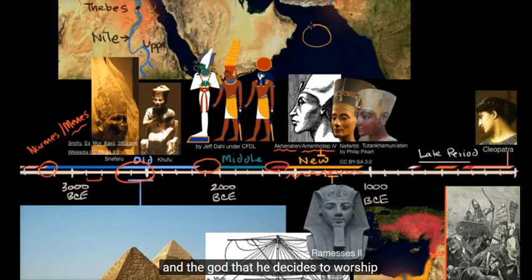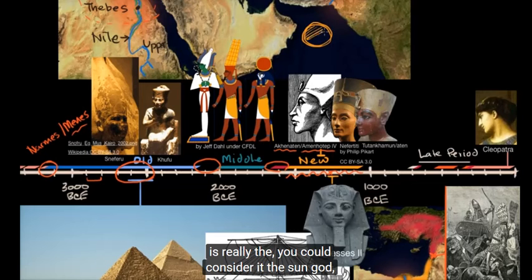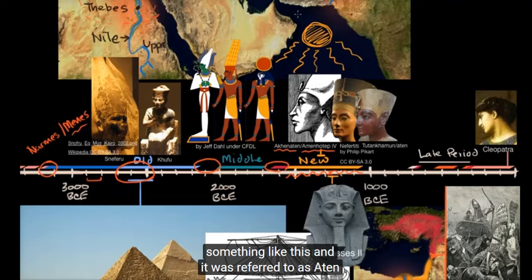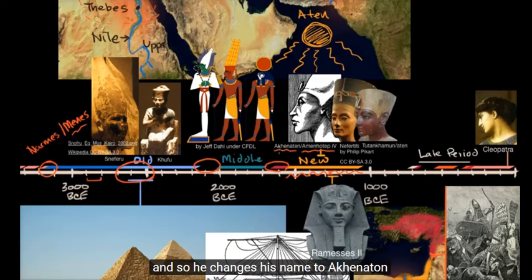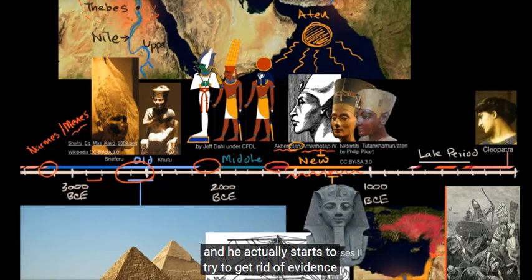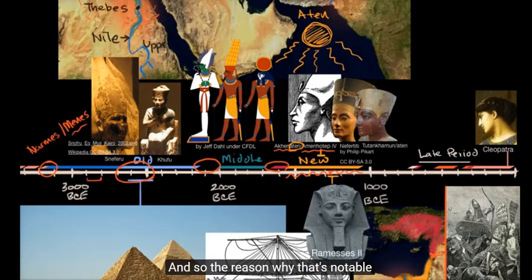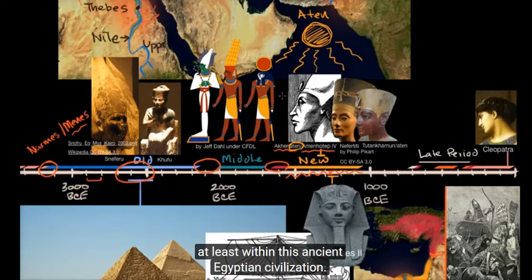And the God that he decides to worship is really, you could consider it the sun god or the sun disk. And its representation looks something like this. And it was referred to as Aten. And so he changes his name to Akhenaten. And he actually starts to try to get rid of evidence of these other gods or to make them a lot less important. And so the reason why that's notable is this is viewed as perhaps one of the first attempts at monotheism, at least within this ancient Egyptian civilization.